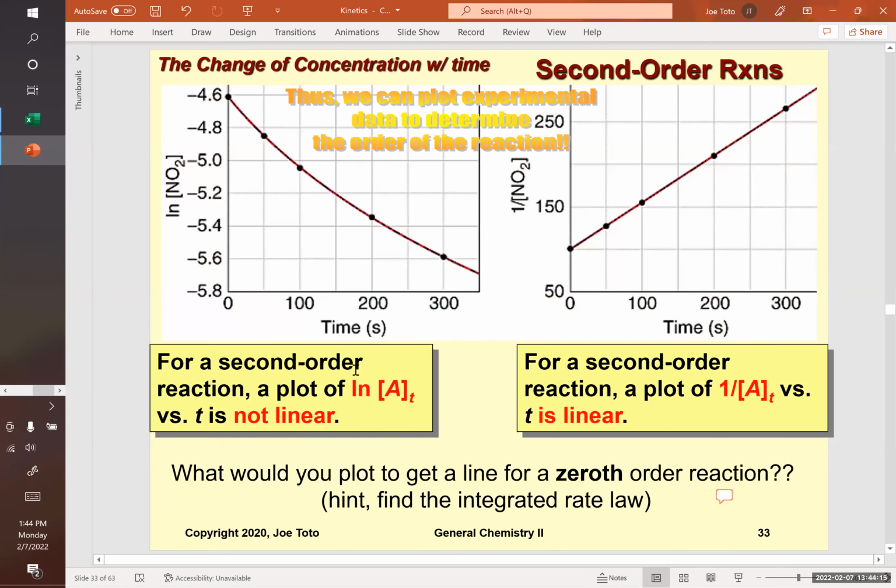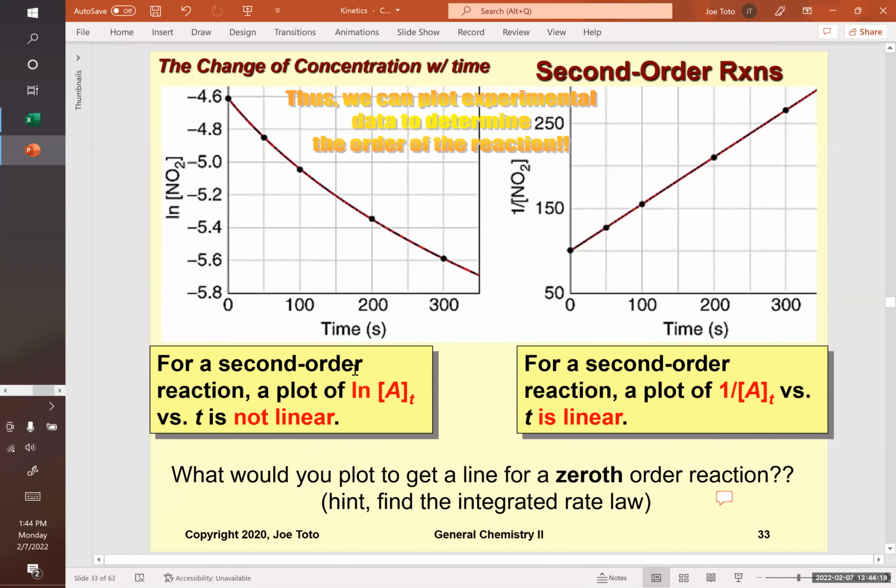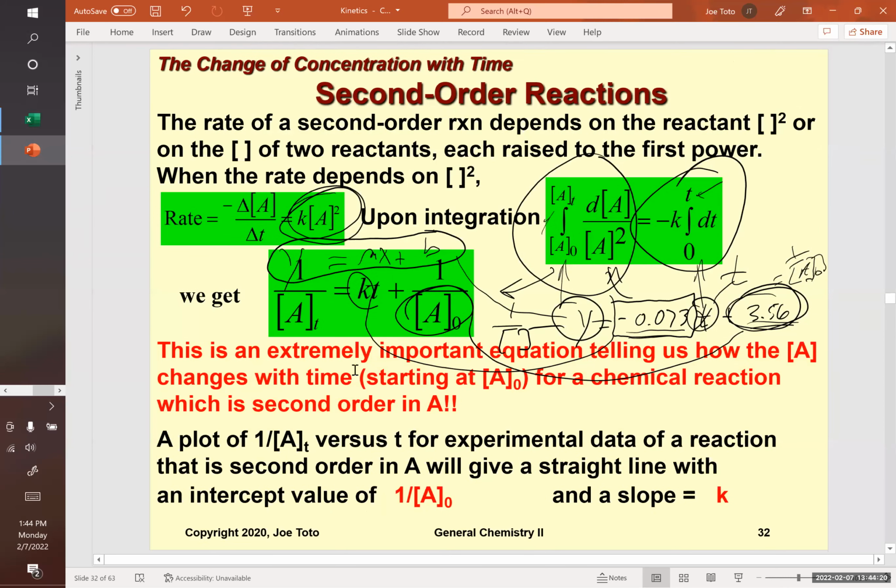Now remember, what we did before was we used the method of initial rates and a series of experiments where we changed the initial concentration, and that had some effect on the rate of the reaction. From that, we deduced the power dependency. And furthermore, we can take from any one of those experiments that data and mathematically calculate K, the rate constant, just like we did in our previous discussions.